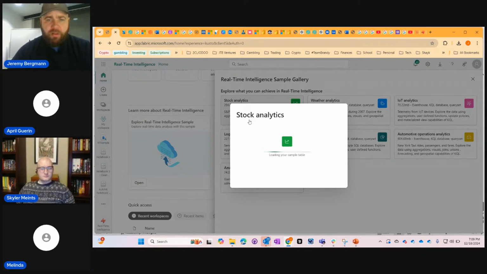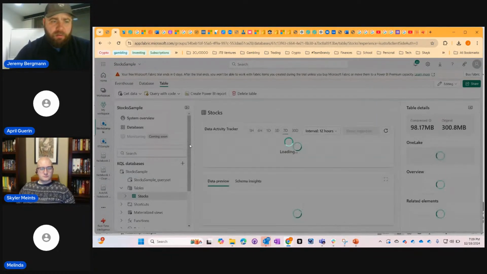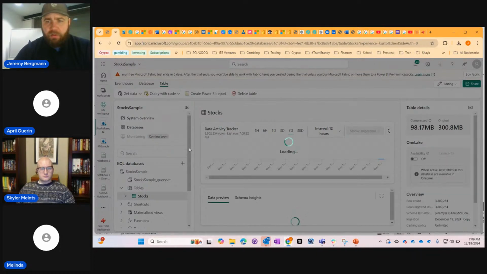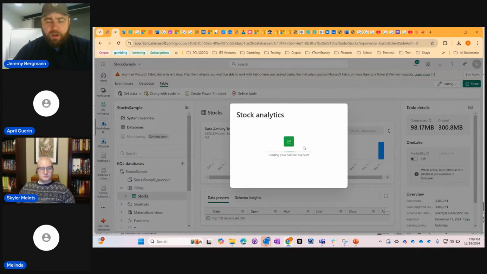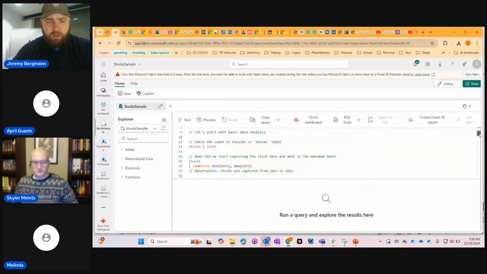So that's loading up. And then you could do weather, or you could do an IoT example. And then you could pick apart how it's put together and then put your example together in a similar way. And I just briefly looked at this, but here's your KQL query. This is how it looks.